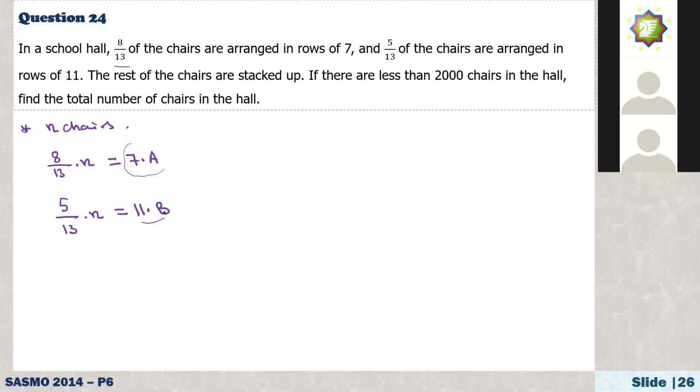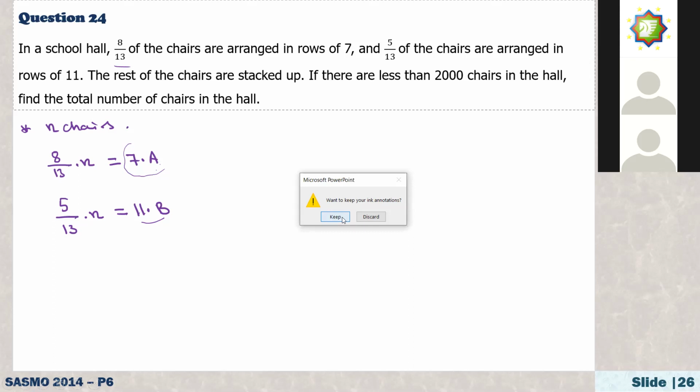8/13 and 5/13, if you add them, it gives us all the chairs. Arranged in rows of 11, the rest of the chairs are stacked up. If there are less than 2,000 chairs in the hall, find the total number of chairs. Guys, I will check this. Let me look at the original paper, because 8/13 plus 5/13 is equal to 13/13, which gives us all the chairs.